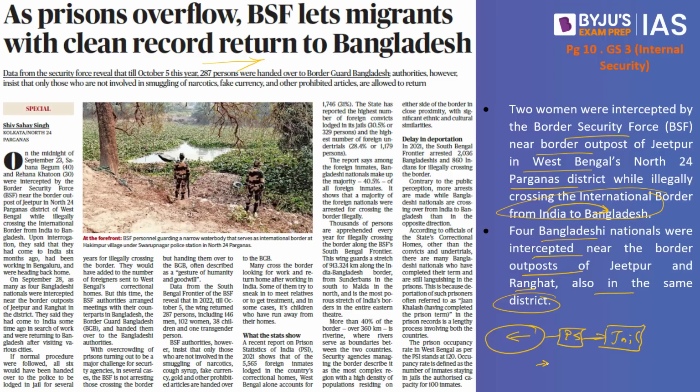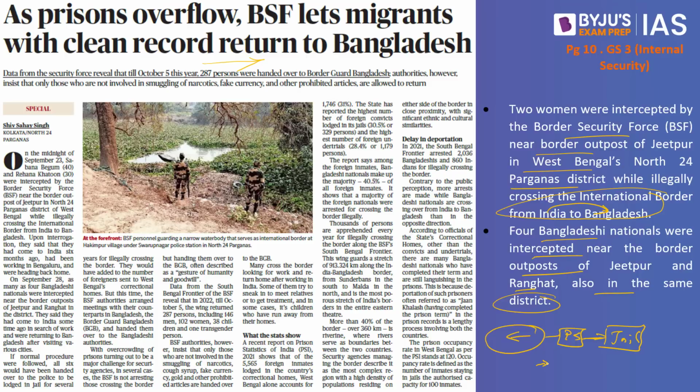So why did the Border Security Force allow these people to go back without sending them to the police station? That is because, one, these people did not have any criminal antecedents in the past, and all that India wanted to show was a gesture of humanity and goodwill, and there was overcrowding of the prisons, which is why they were allowed to go back to their country.